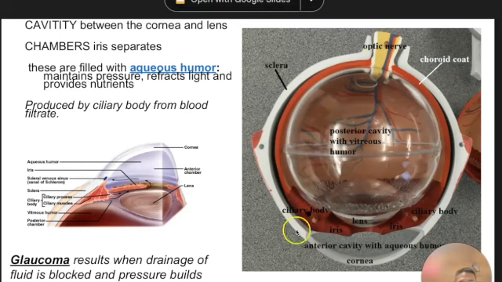So here is a cross section, another cross section. Here's the cornea and sclera. So again, that is the fibrous layer. The choroid layer, second layer, and then the neuronal layer in the back.